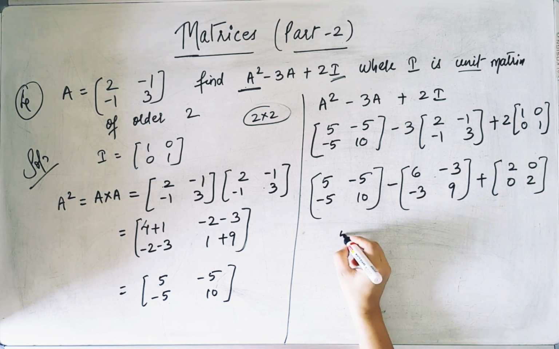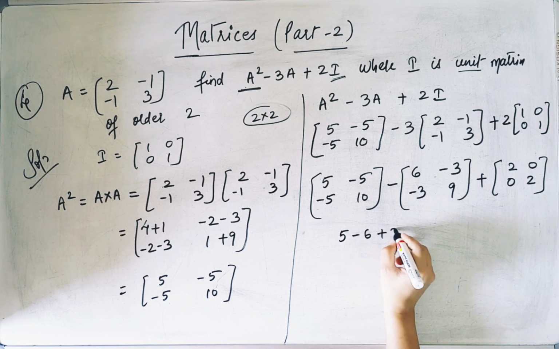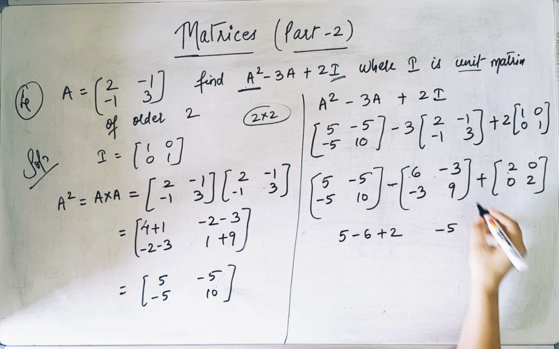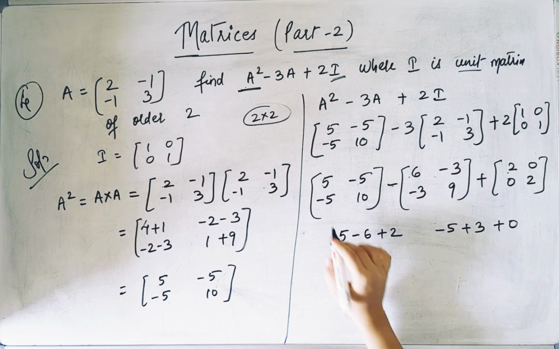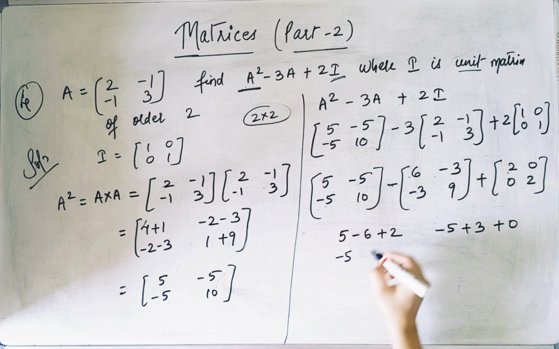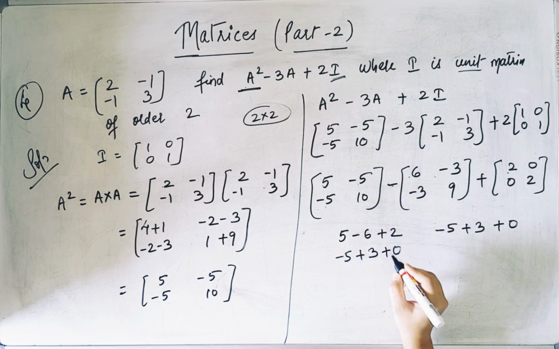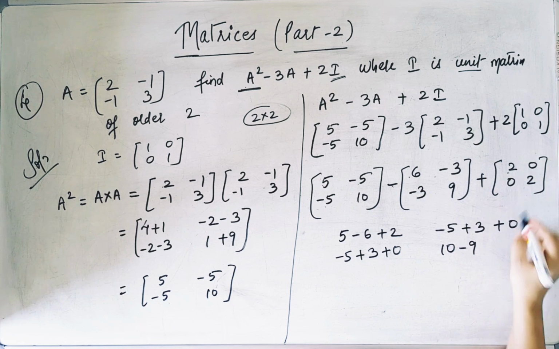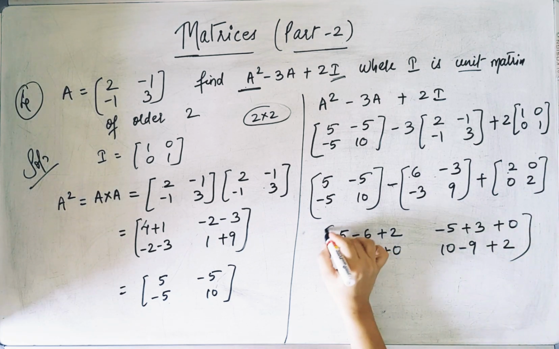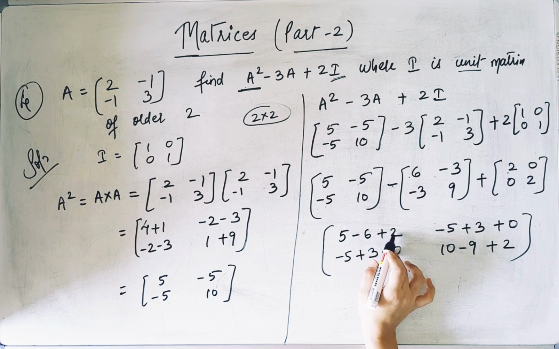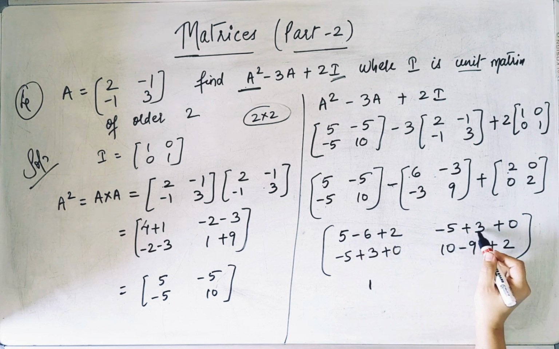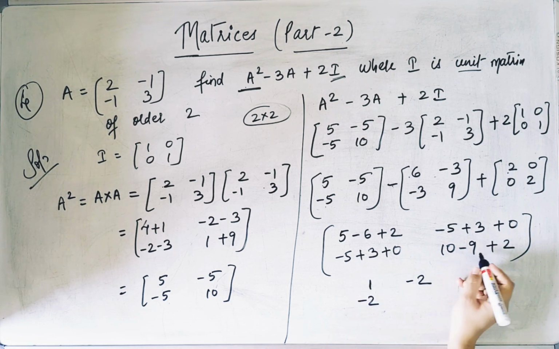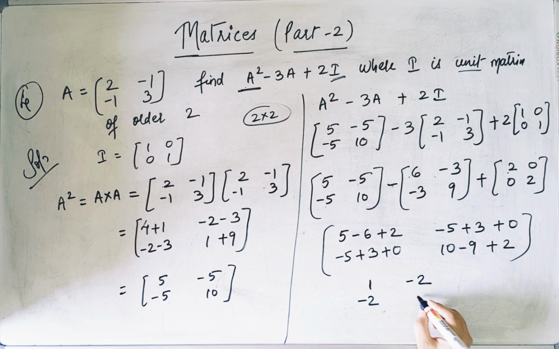Now directly we can do it, like 5 minus 6 plus 2, 5 minus 6 plus 2, then this minus 5 minus minus plus 3 plus 0, minus 5 minus minus plus 3 plus 0, 10 it is minus 9 and plus 2. So we'll solve it. 5 plus 2 7, 7 minus 6 1, 3 plus 0 3, 3 minus 5 minus 2, minus 5 plus 3 minus 2, 10 minus 9 1, 1 plus 2 3.